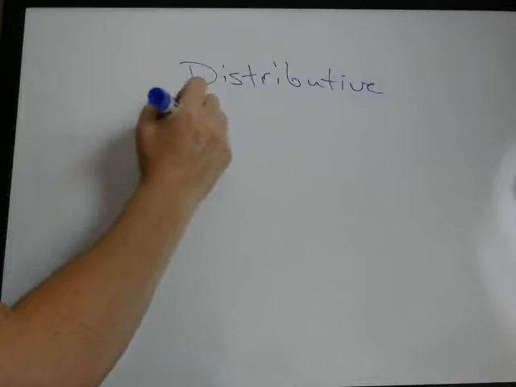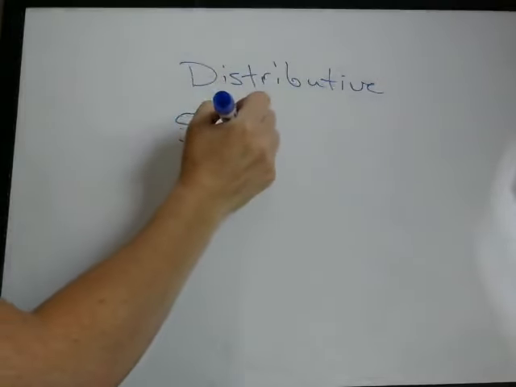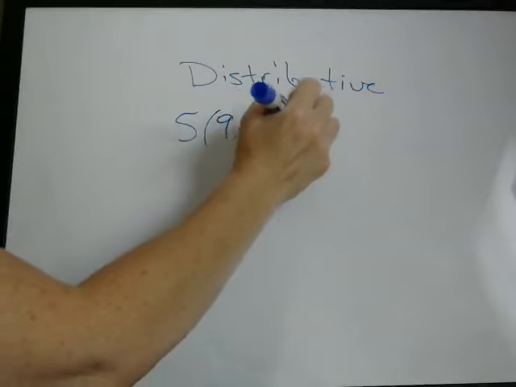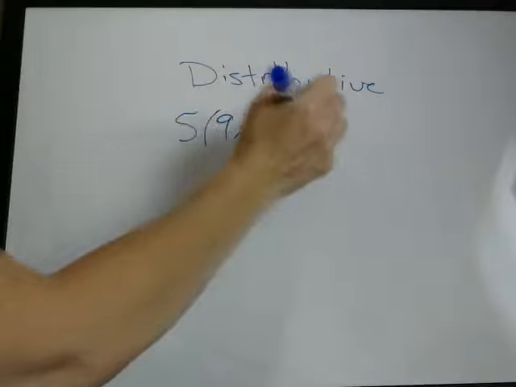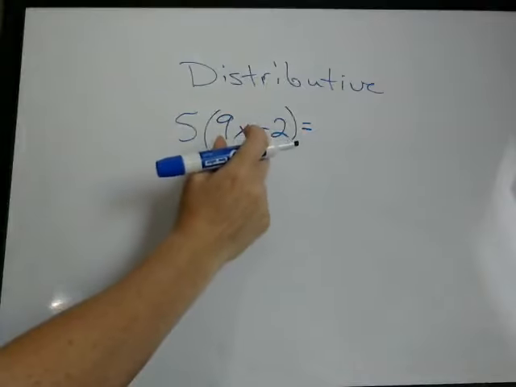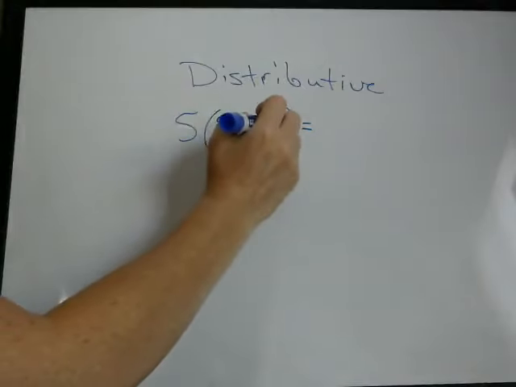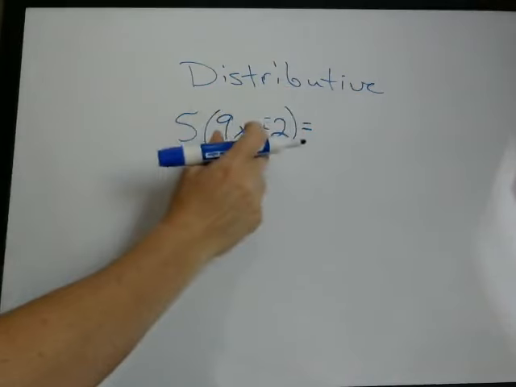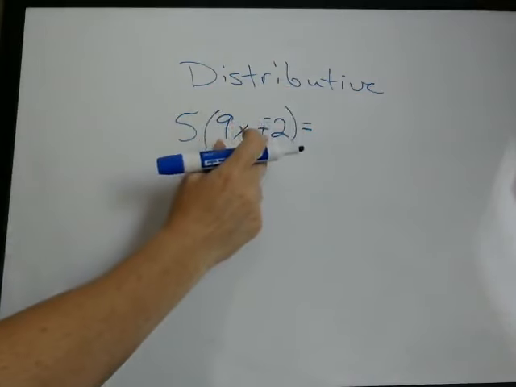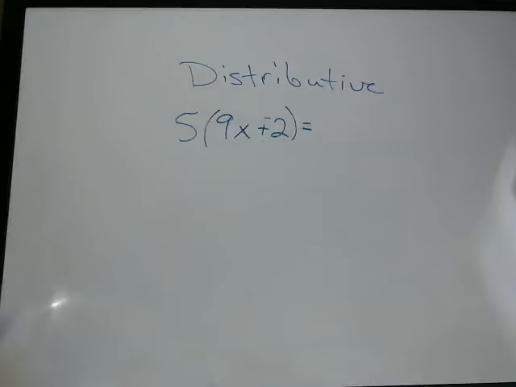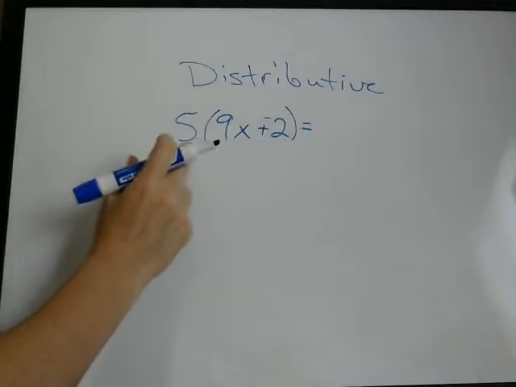Do another one. 5 times 9x minus 2. Now here it depends on how you think about things. You can either think of this as minus 2, or you can think of it as plus negative 2 if you're used to thinking in addition. So it was originally a minus 2. Now we're going to say plus negative 2 and do the same thing.